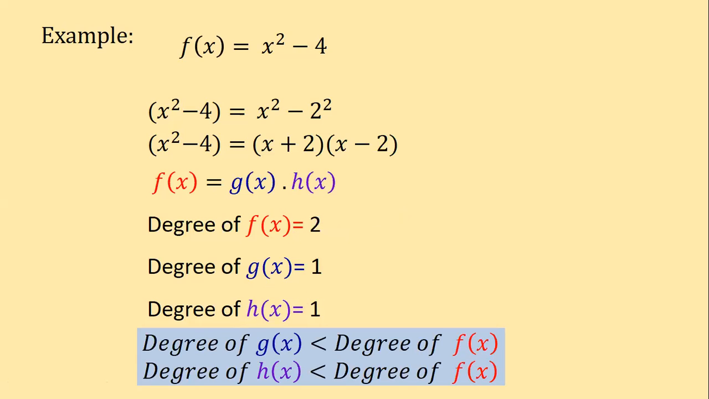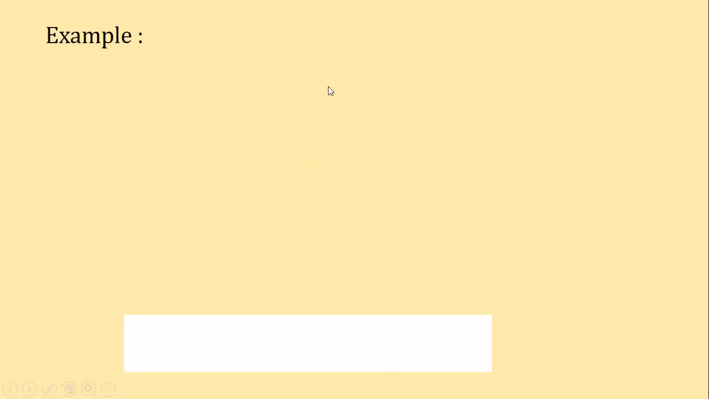Okay. So in this case, what can you say here? The given polynomial x square minus 4 is a reducible polynomial, because here you are able to reduce it into a product of two factors whose degree is less than the degree of f of x. So it is called a reducible polynomial. Is it clear, children? Now let us see another example.